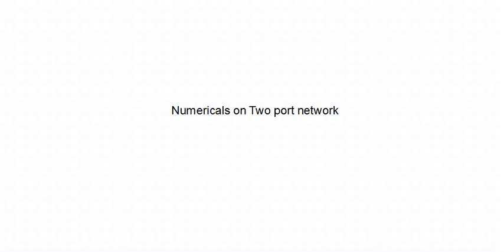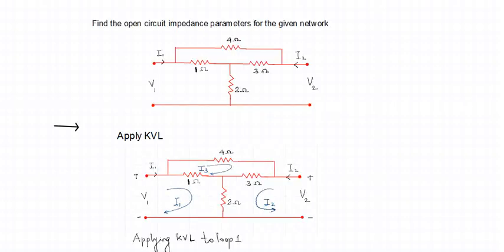Let us look at the first problem. It says find the open circuit parameters, right? Open circuit parameters for the given network. Open circuit parameters indicates the impedance parameters. So we have been given a network and we have been asked to find the open circuit parameters, that is the Z parameters for the given circuit, right?